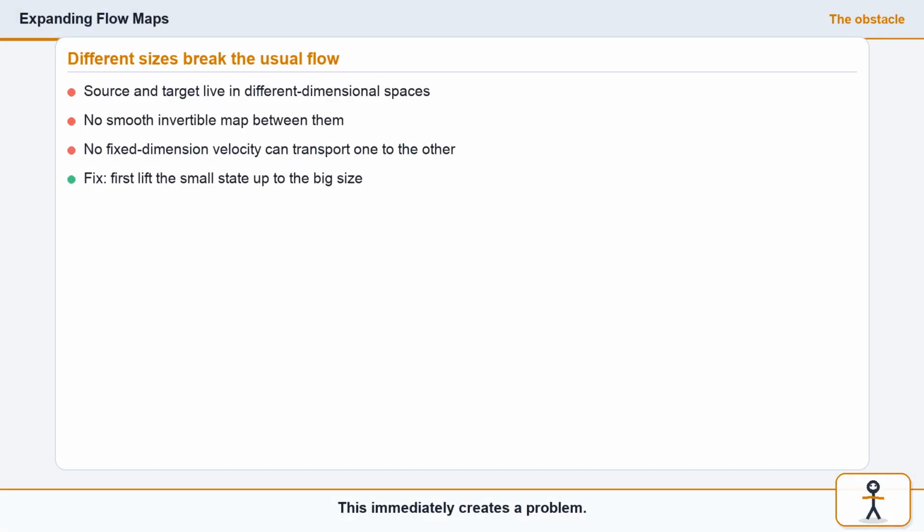This immediately creates a problem. If an earlier state is smaller than a later one, they live in different-sized spaces. There's no smooth invertible map between them, and no ordinary velocity field can carry one to the other. You can't denoise your way from a small state to a bigger one.